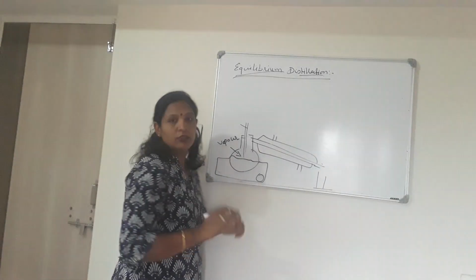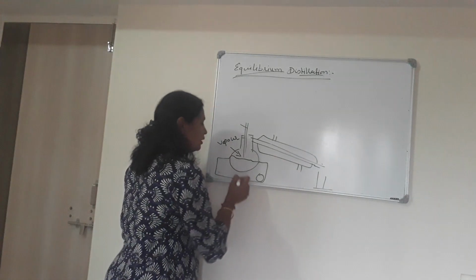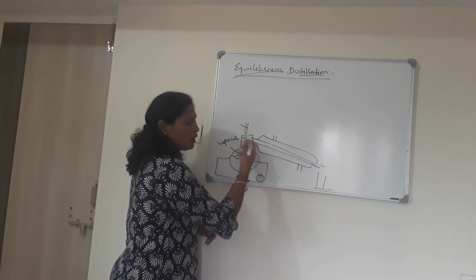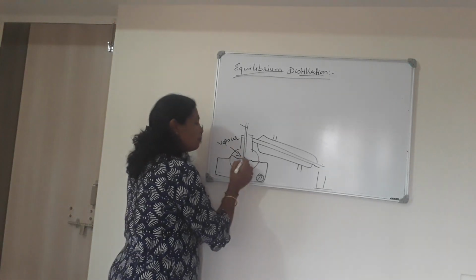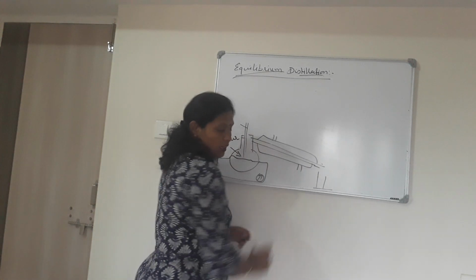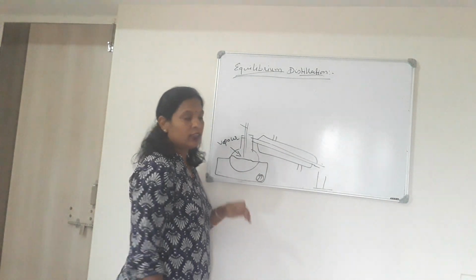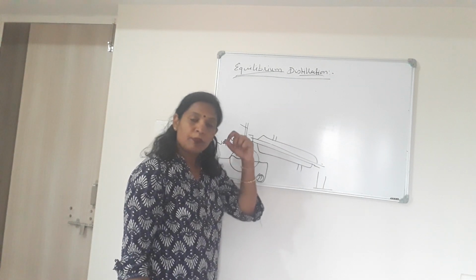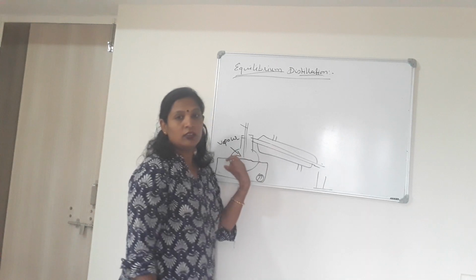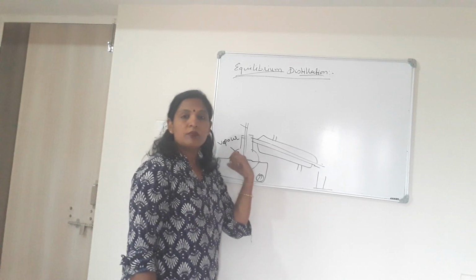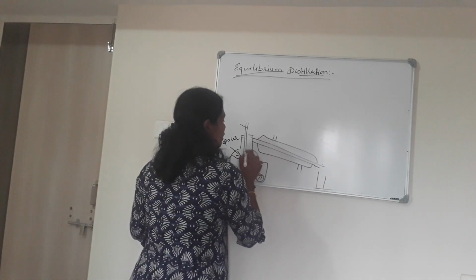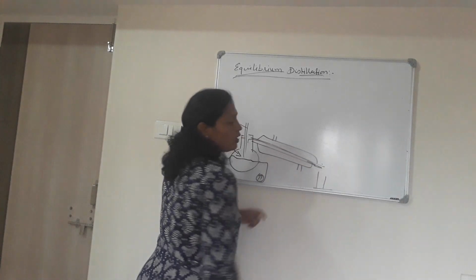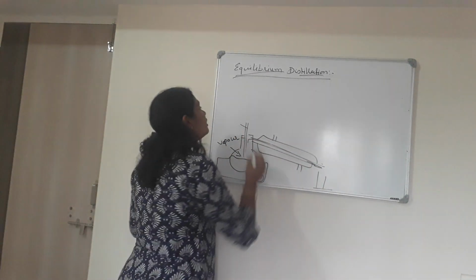So at first there will be only liquid. When we start heating, what will happen? Liquid will convert into vapor. So this vapor is not condensed immediately, but it is allowed to come in contact with the liquid, and the vapor is still inside the flask till it comes to equilibrium. So that is the thing which we are doing in equilibrium distillation.